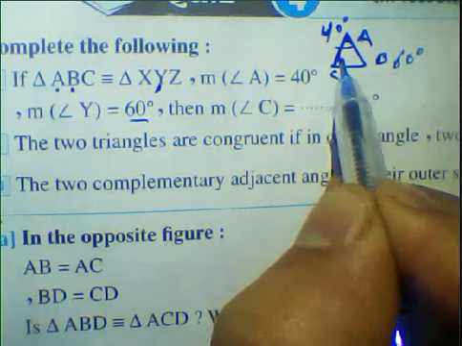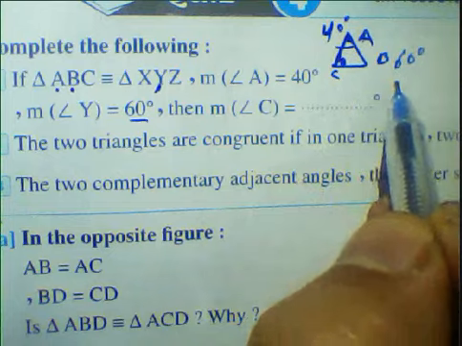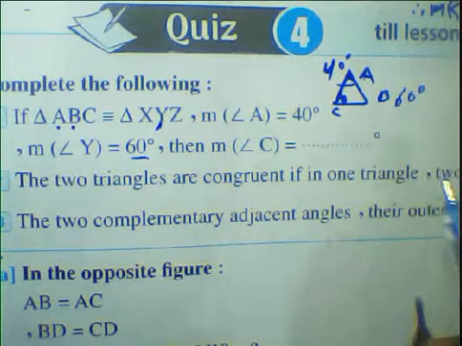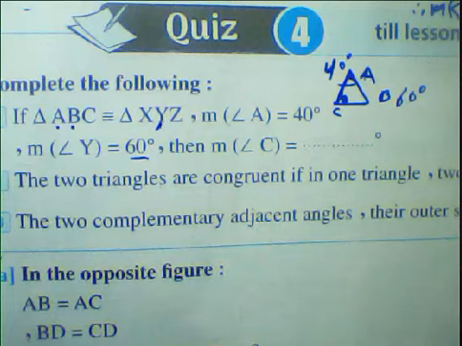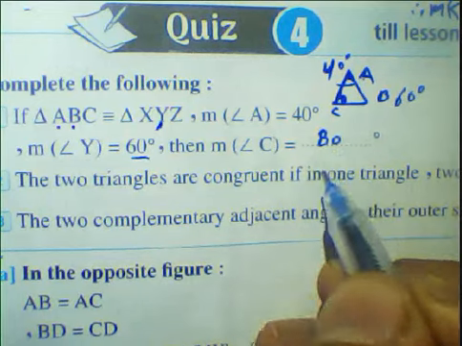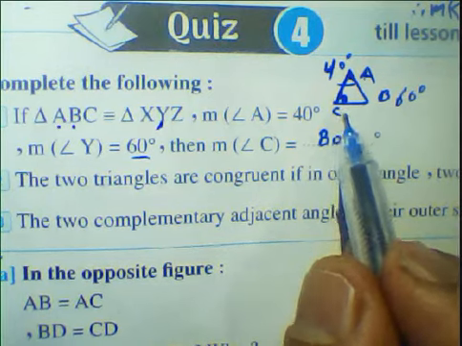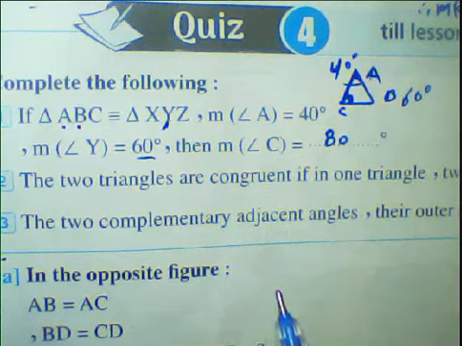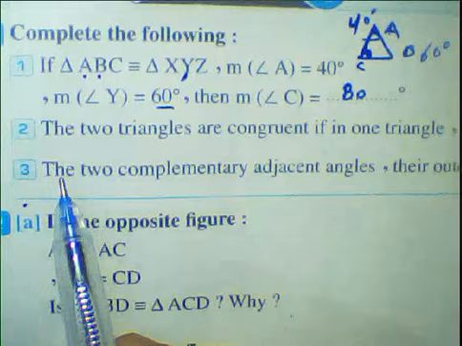So the measure of angle C equals 180 subtract the sum of 40 and 60. 40 plus 60 equals 100. So the result will be 180 subtract 100, which is 80 degrees. So the measure of angle C will be 80 degrees. Okay, understood? Okay, question number 2.